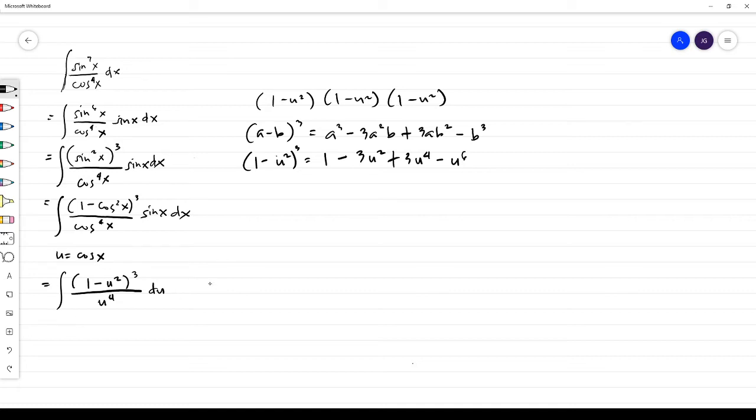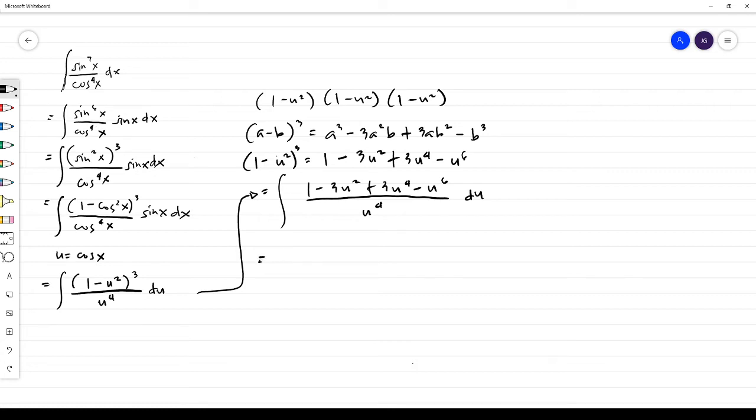So our equation here will now become 1 minus 3u squared plus 3u raised to 4 minus u raised to 6, then over u raised to 4, and du.